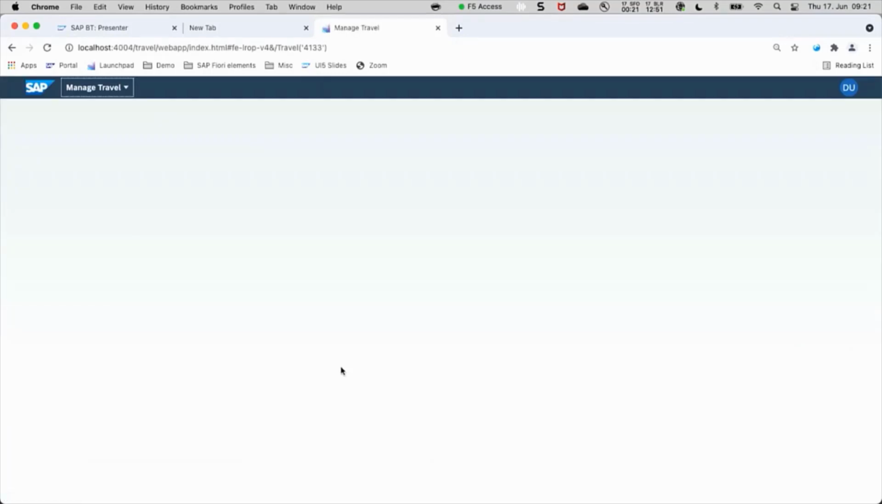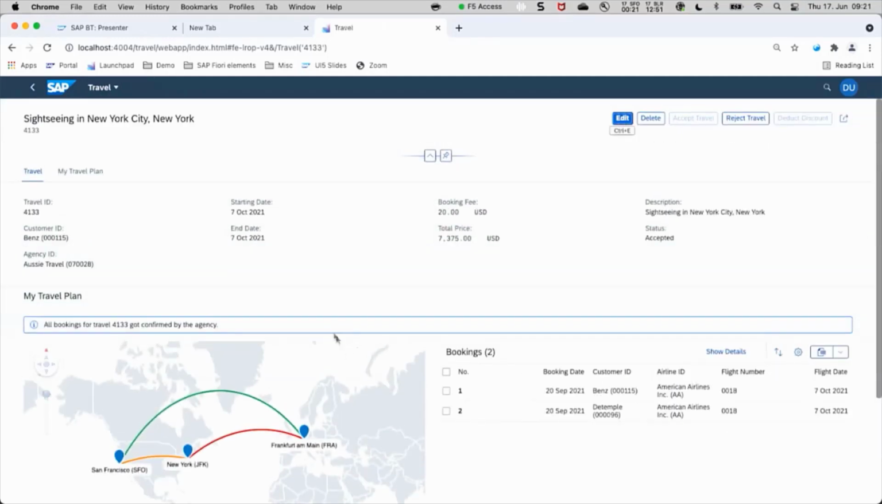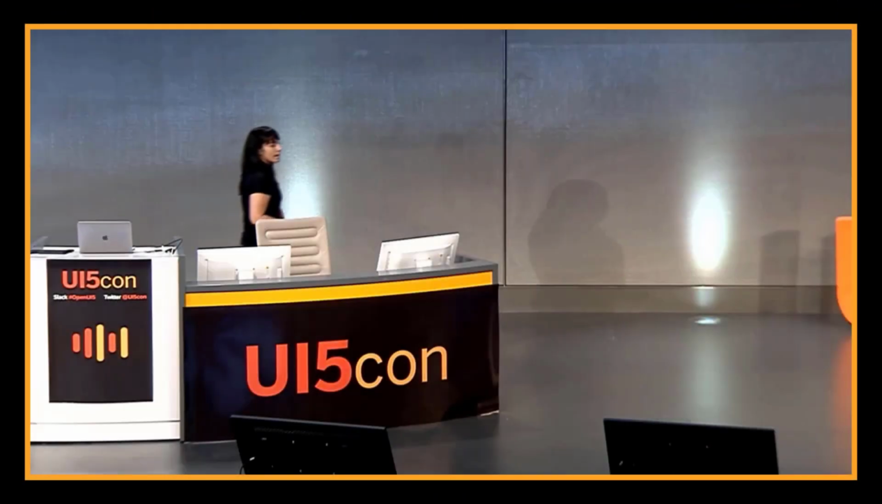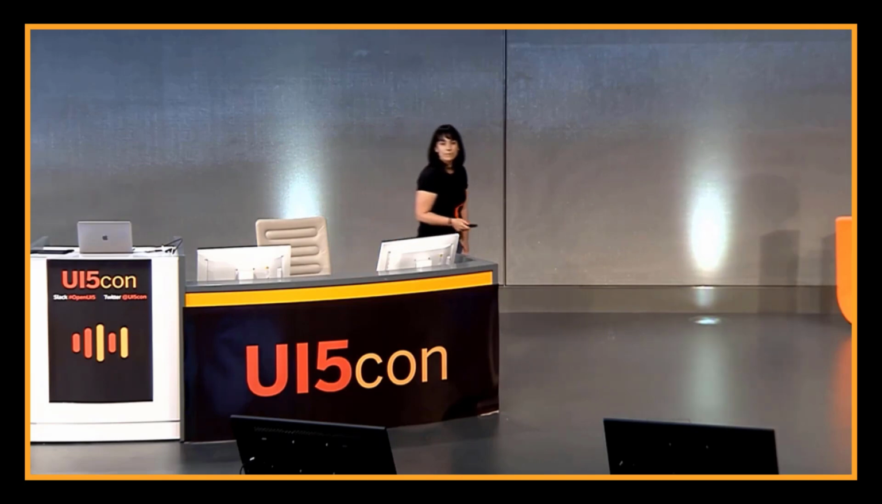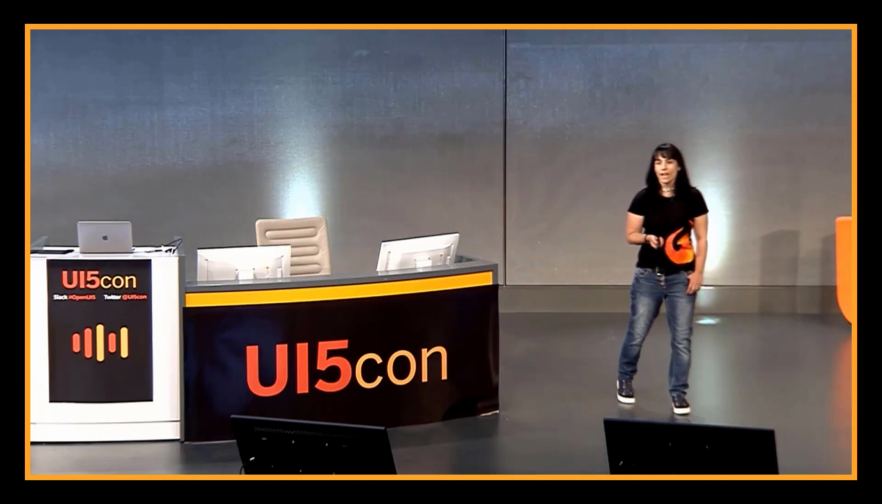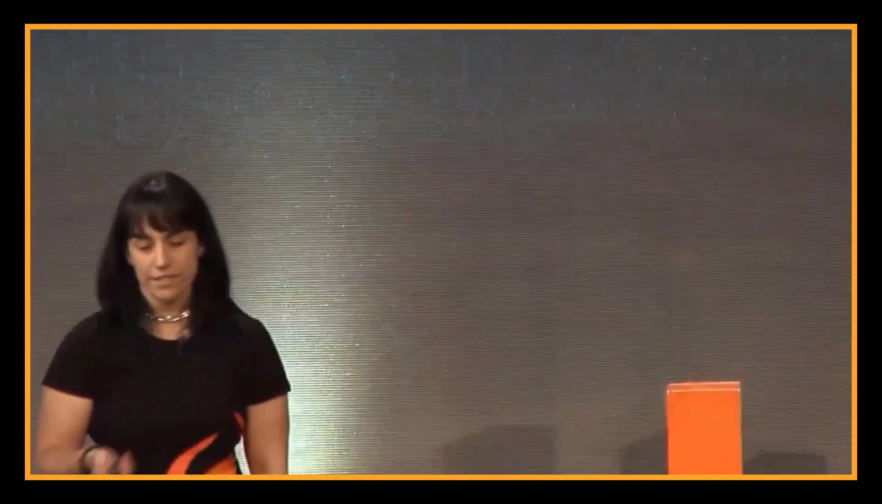And I should see the application with, here you go, the message strip, the map, and my table. But this was just a glimpse of the functionality we have been working on last year.